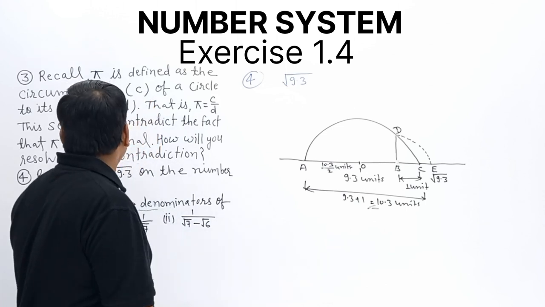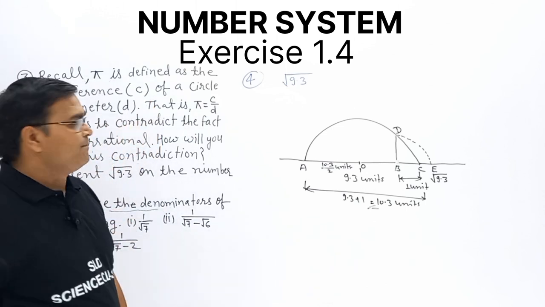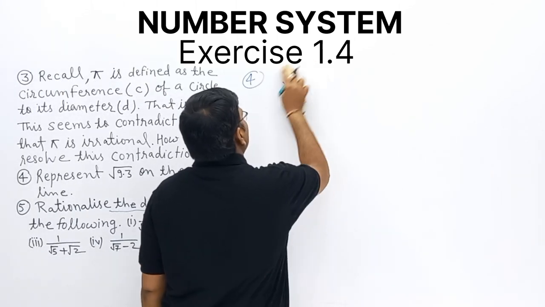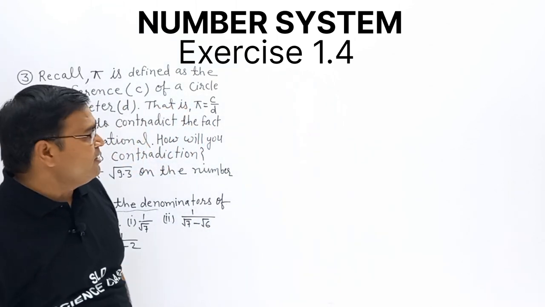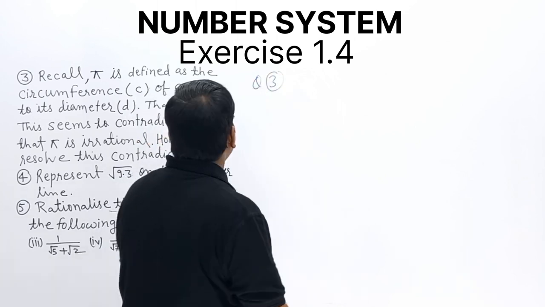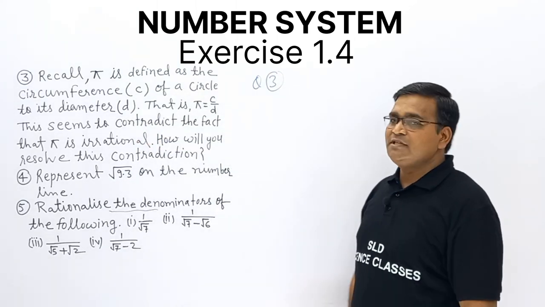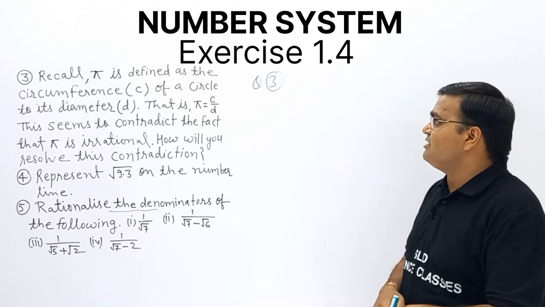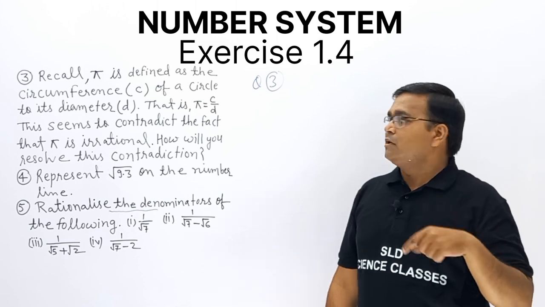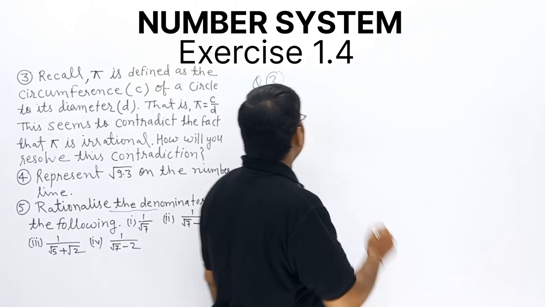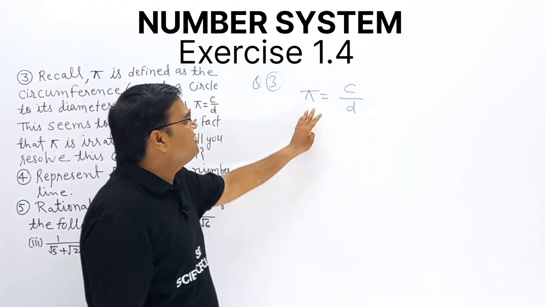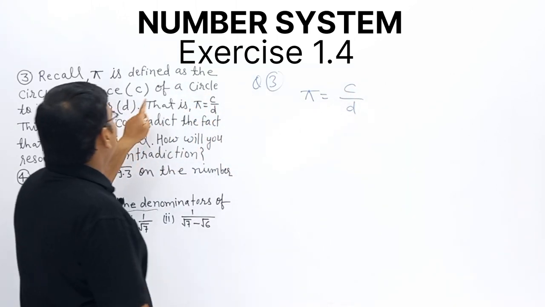Now the next question, number 3. This is an easy question. How will we do this one? Question number 3. First read carefully. Recall, this is a logic based question. Recall pi is defined as the circumference of a circle to its diameter. That is, pi is defined as circumference to diameter. One formula: pi is the circumference to diameter.